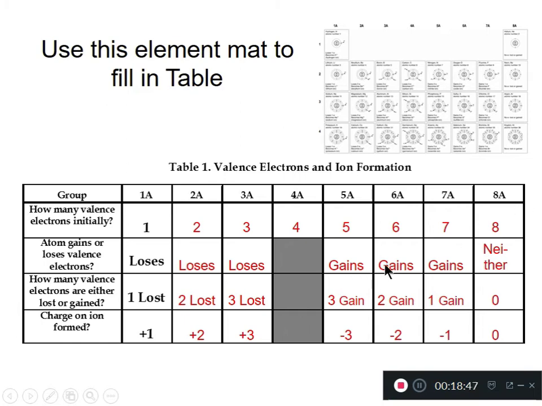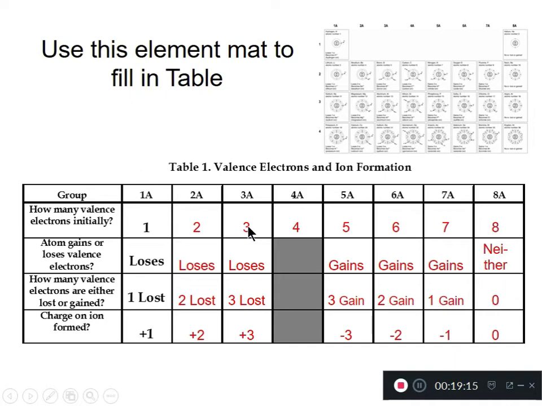5A now gains, 6A gains, 7A gains. So these higher numbers will gain, and they gained 3, 2, or 1 to become a -3, a -2, a -1. 8 did nothing. Now remember, I just want you to pay attention to 5 plus 3 is 8, 6 plus 2 is 8, 7 plus 1 is 8, and 8 seemed to be a happy number.